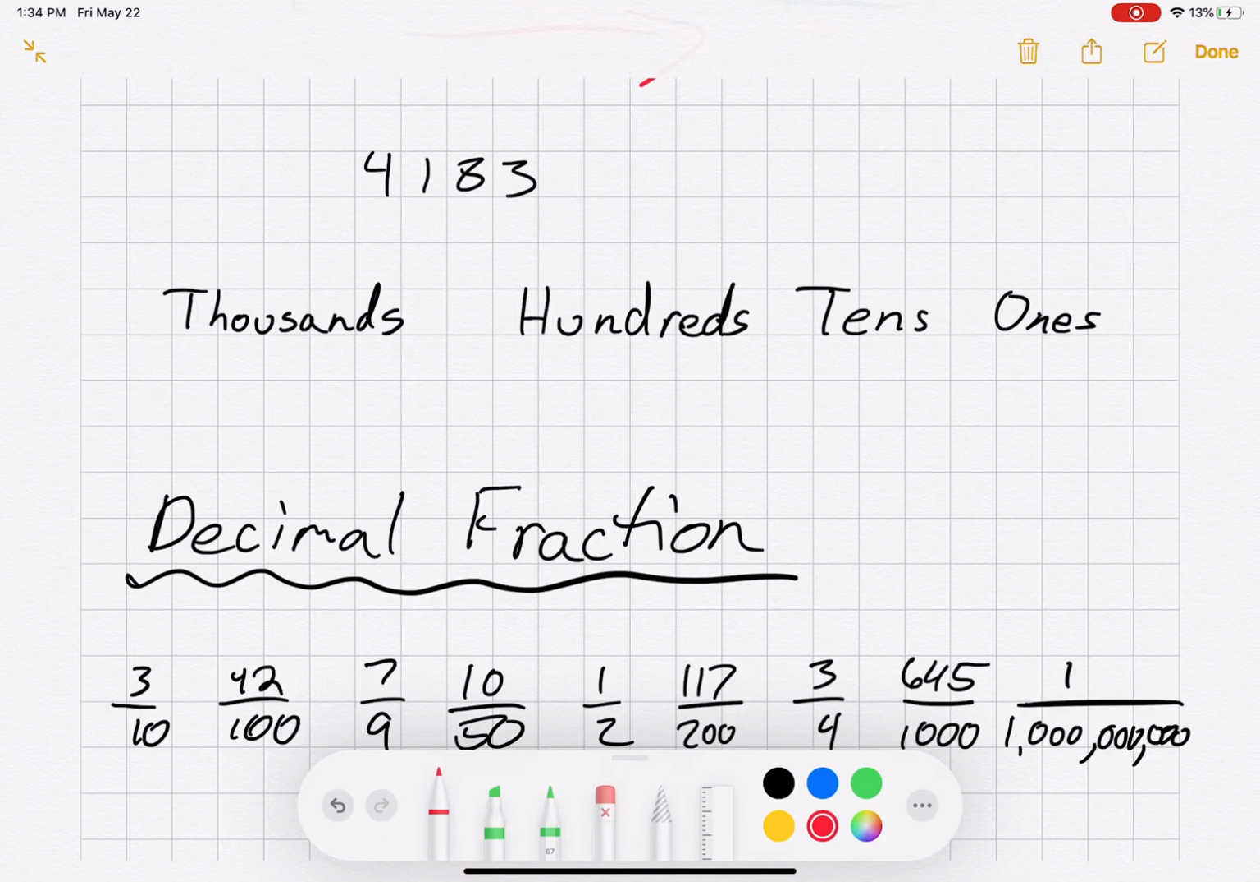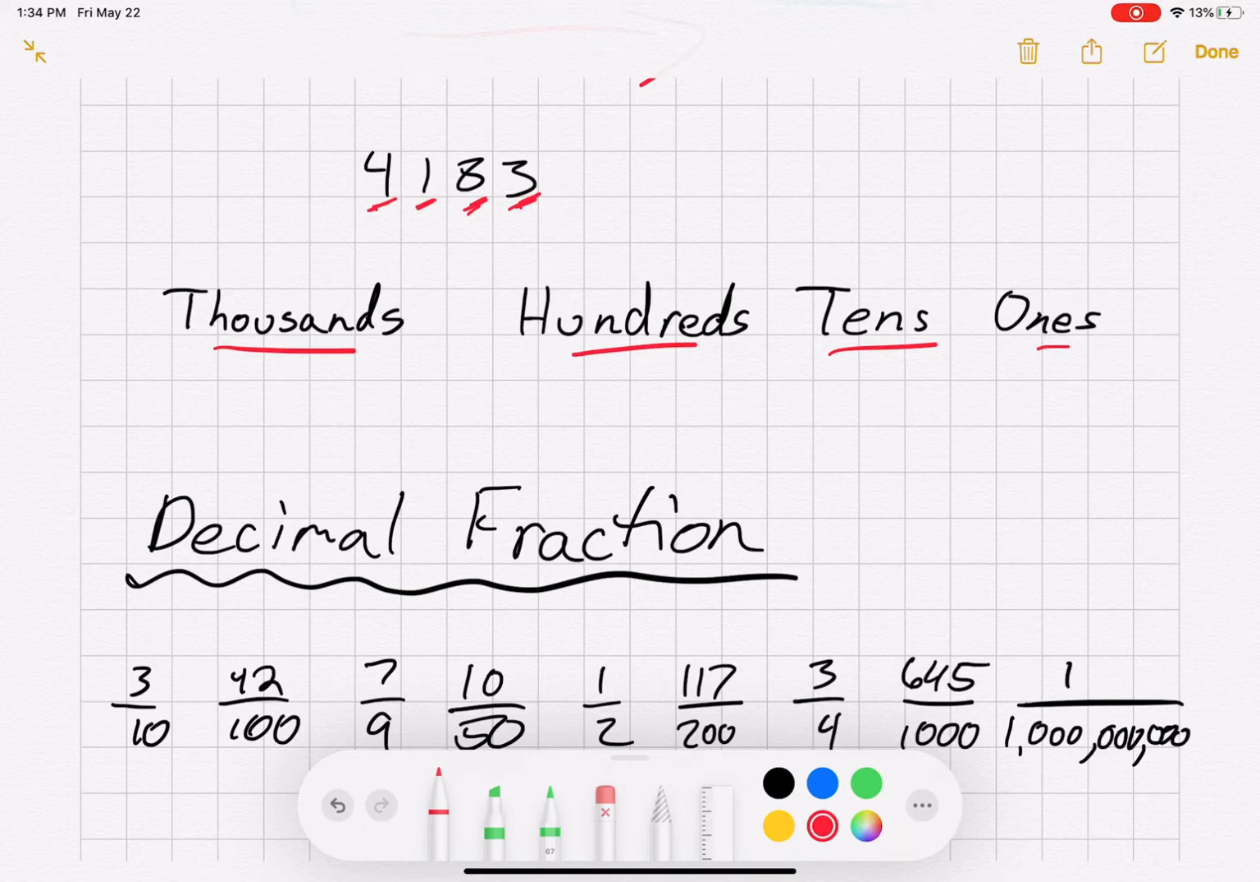Okay, so this number here, 4,183. The 4 would be in thousands, the 8 would be in hundreds, the 8 in the tens, and the 3 in the ones. And if we're looking at those place values, thousands, hundreds, tens, and ones, we can think about how they compare to each other numerically.